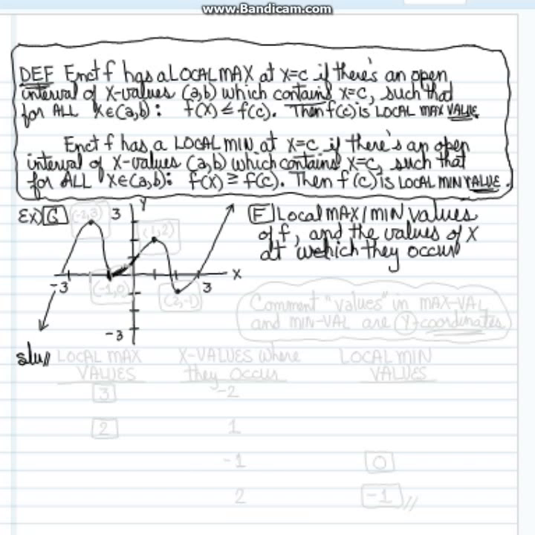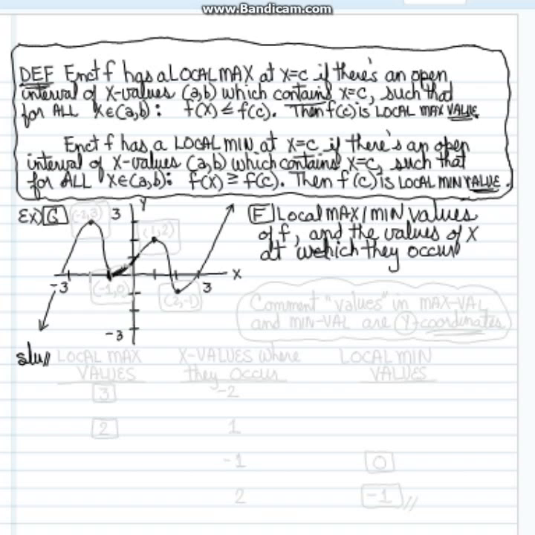Here's a new concept you want to note in your notebook. Highlight this like crazy because this is a very abstract idea. The definition says that a function f has a local maximum at x equals c if there's an open interval of x values from a to b which contain this c, such that for every x in that open interval from a to b, all of the y partners to that x, f of x, are always going to be less than or equal to the y partner to that c.